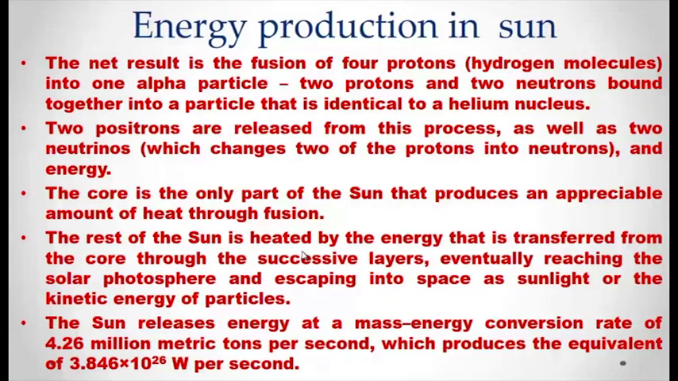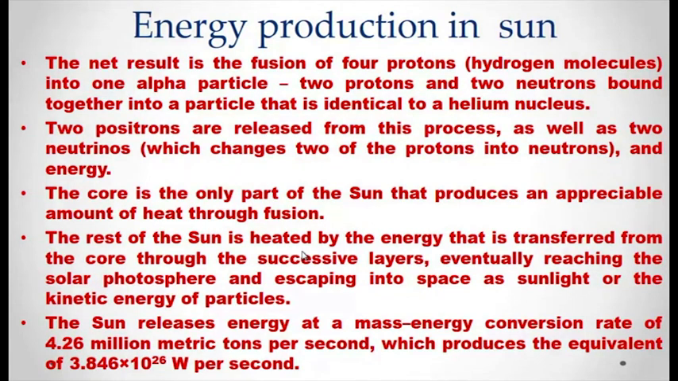and light energy. The core is the only part of the sun that produces an appreciable amount of heat energy through fusion reaction. For the occurrence of fusion reaction, high temperature and pressure are needed. That high temperature and pressure are provided by the central part of the sun. The rest of the sun is heated by the energy that is transferred from the core through the successive layers, eventually reaching the solar photosphere and escaping into space as sunlight or the kinetic energy of particles. So the heat energy produced by the core is transferred to the successive layers like chromosphere, photosphere and corona, escaping into space as sunlight or kinetic energy of the particles.